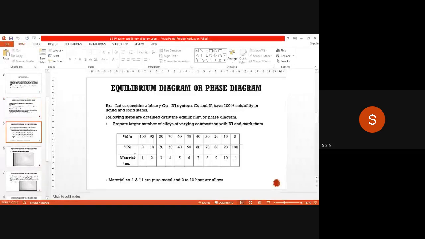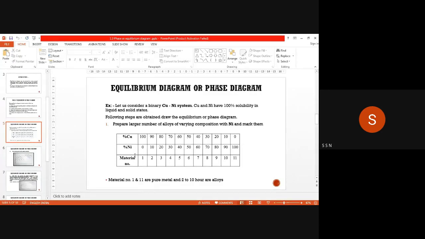Now, how to draw that equilibrium diagram or phase diagram? Let us consider the binary copper and nickel system. Copper and nickel have 100% solubility in liquid and solid states. Generally, solid solutions have 100% solubility in liquid and solid state. Remember that. That means copper and nickel will form a solid solution. And what is a solid solution? The types of solid solution we have seen in the second lecture of this chapter.